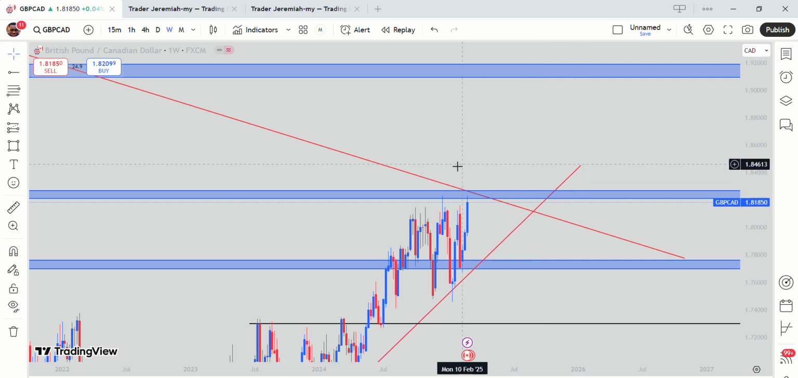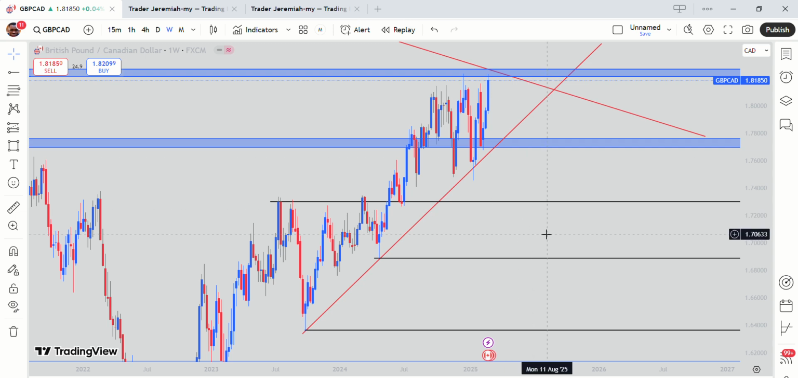So price will still continue moving higher and respecting this weekly trend line. So what I'm going to be waiting for, if price does not get rejected from this area, is for price to break this resistance level and trend line, then retest, for me to start looking for buying opportunities.